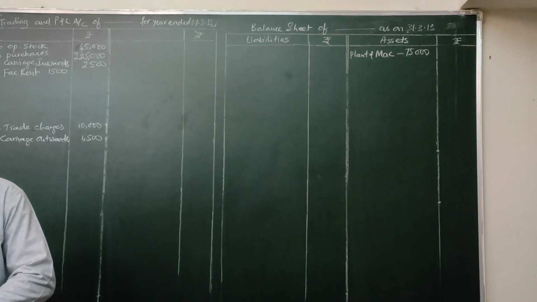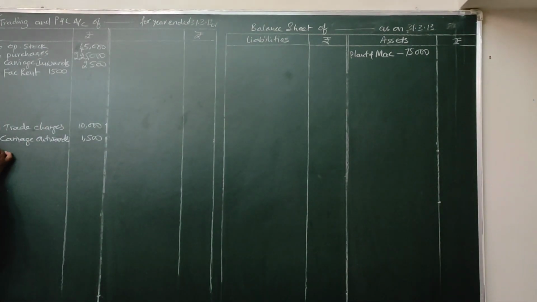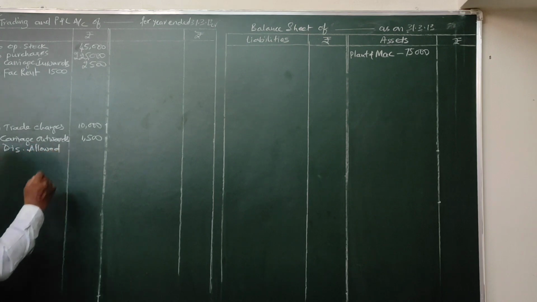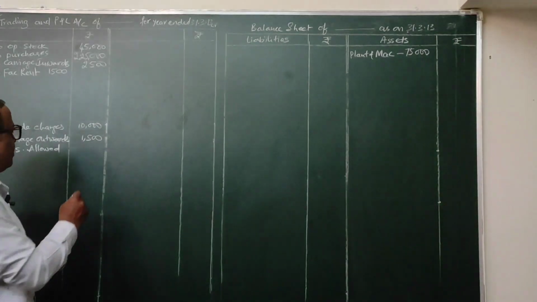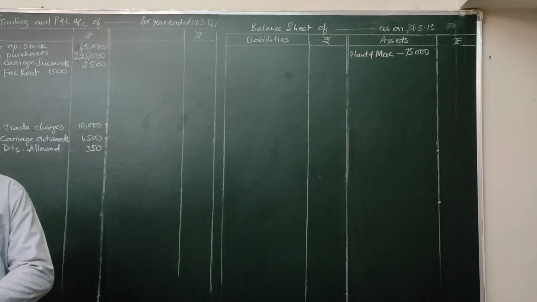Then again we are having discount on the debit side. It is nothing but discount allowed. Indirect expenditure, profit and loss account debit side. So discount allowed. It is 350. So debit 350.